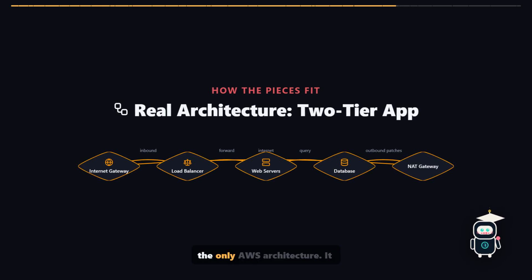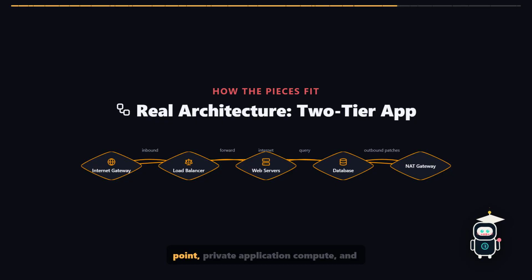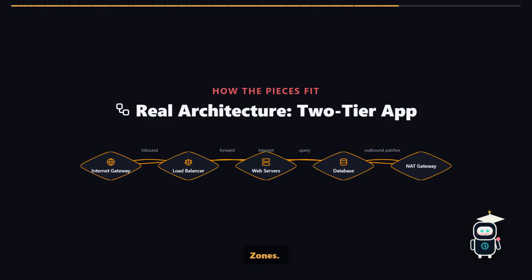This is not the only AWS architecture. It is a useful pattern because it separates the public entry point, private application compute, and private data layer while spreading each critical tier across availability zones.